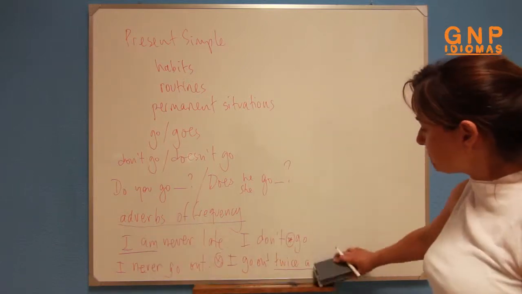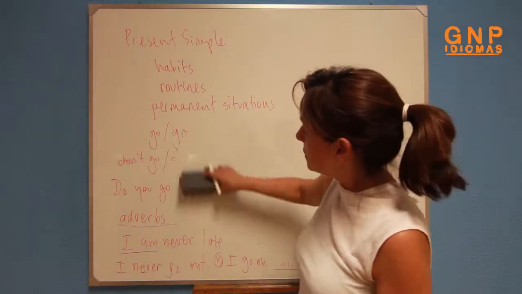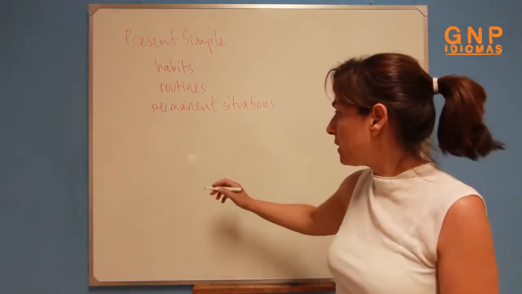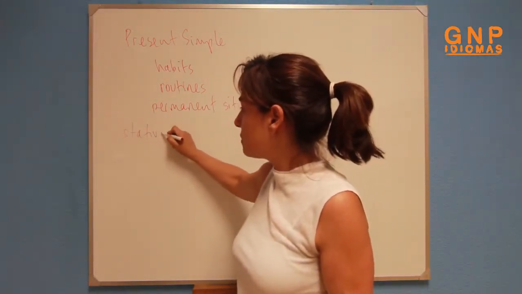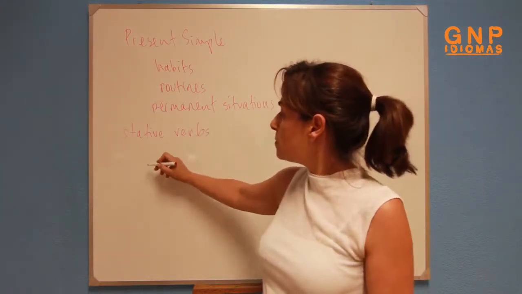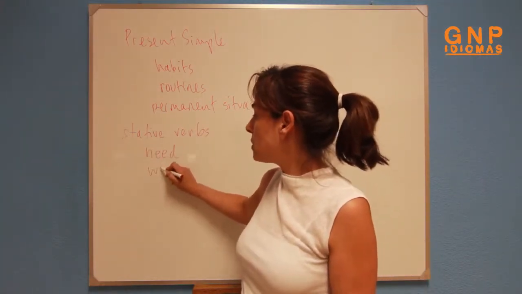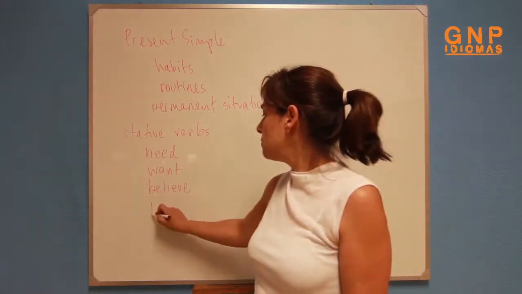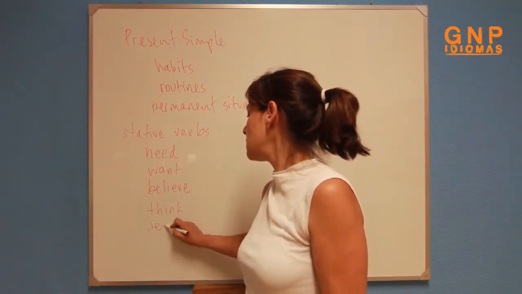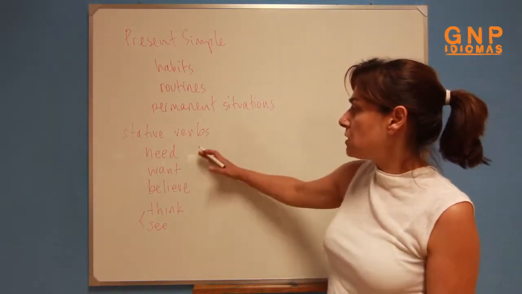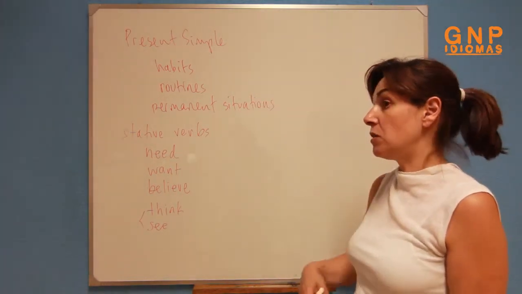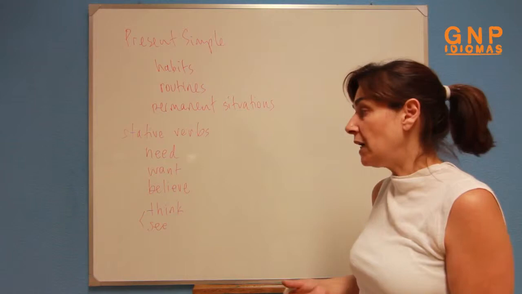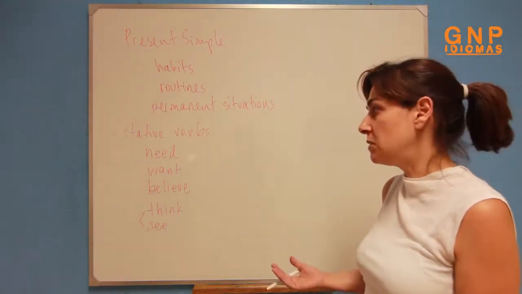The second one are the stative verbs. Now, what is a stative verb? Verbs that actually don't describe an action. Stative verbs cannot go in the continuous form. What are they? Stative verbs are the verbs need, or want, or believe. These think. Now, think is difficult, and so is see, but we'll talk about these two. There are more of those. These verbs don't actually describe actions, so they're never in the continuous form. So, I need an umbrella, I don't need an umbrella. I want to go, I don't want to go. You would never say I am wanting or I am needing.